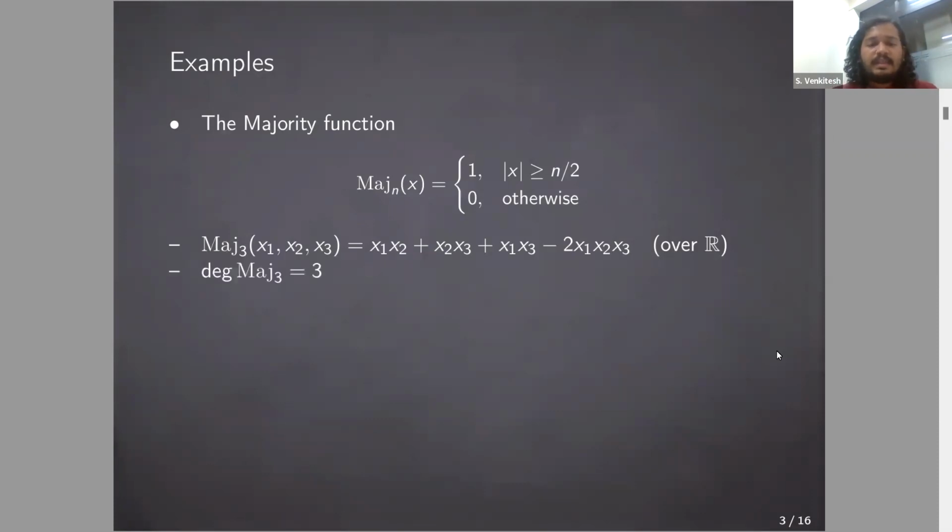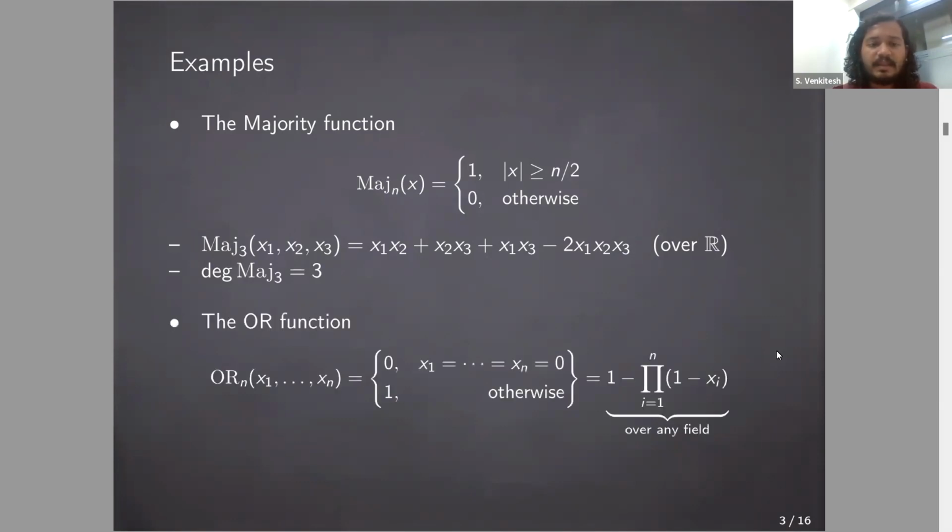And the degree of this is 3, obviously. And in general, when you consider n bits, the degree is going to be n. It's just that the representation is a little more messy to write down. Okay. Another popular function when it comes to studying the complexity of Boolean functions is the OR function.